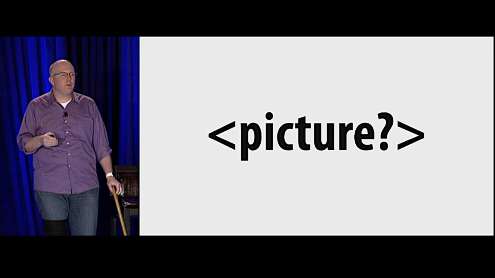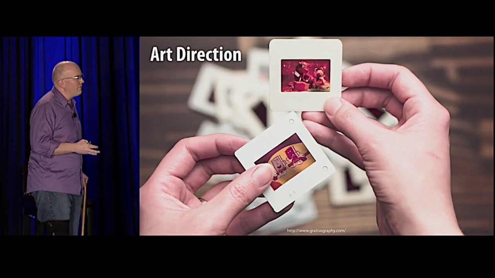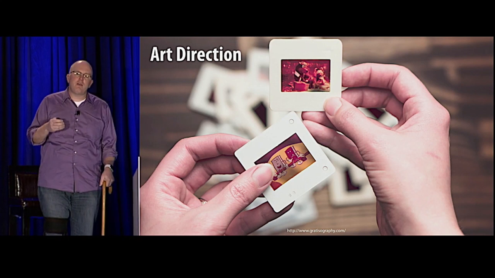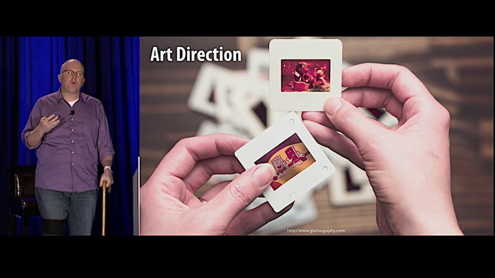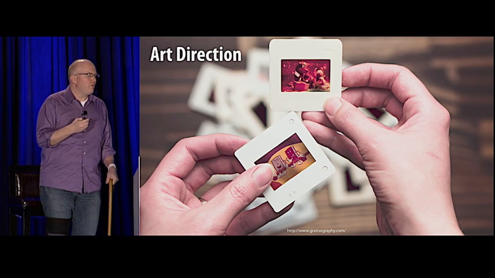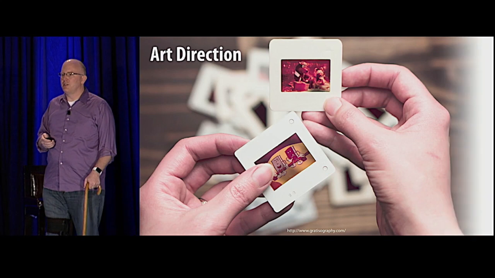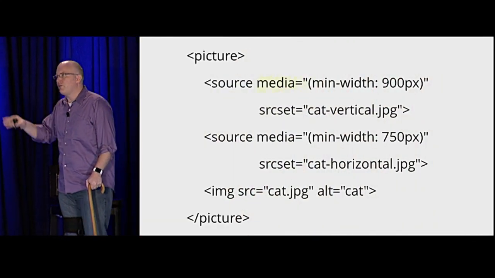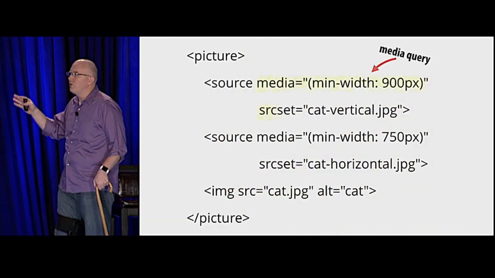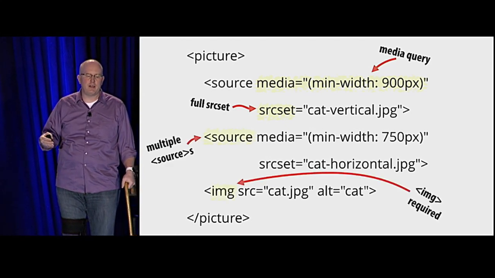Picture is really, really useful when we're talking about art direction. That is what it's designed for. Because instead of srcset and sizes, where we're providing options to the browser and letting the browser choose, when we use picture, we're actually dictating to the browser what image it should use. So the picture element works very similar to the video element. We've got a picture element and then a series of sources inside of it.